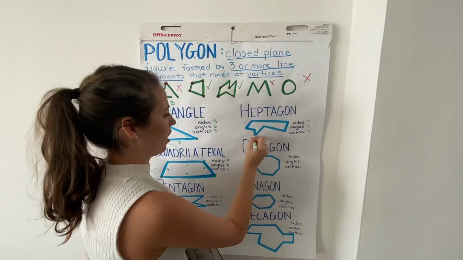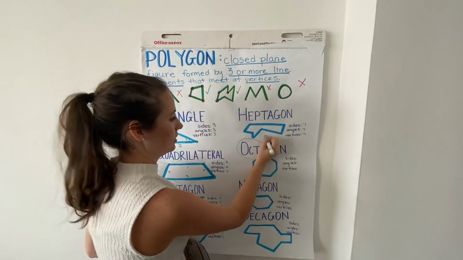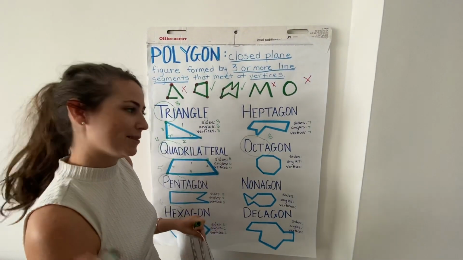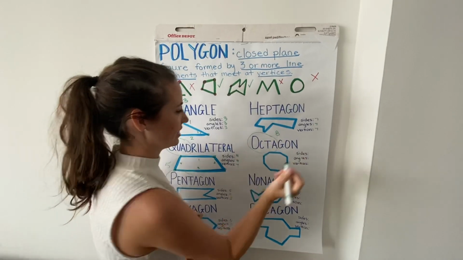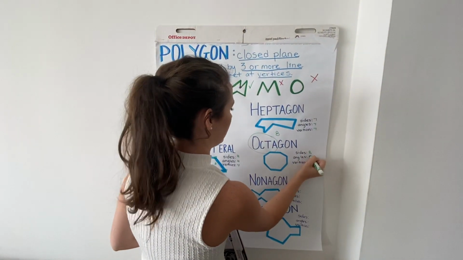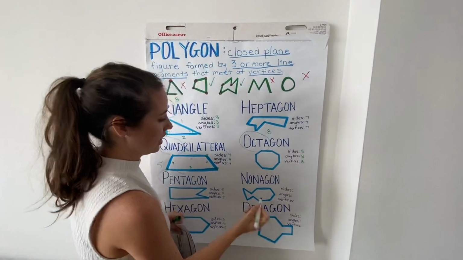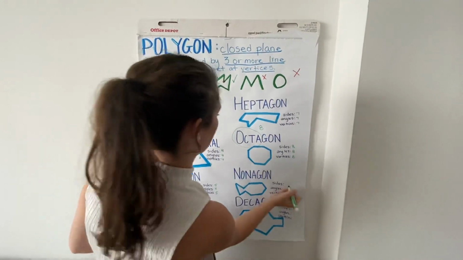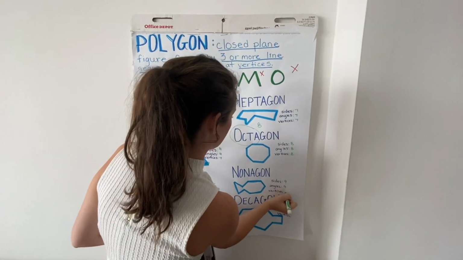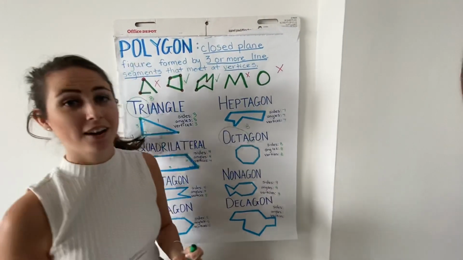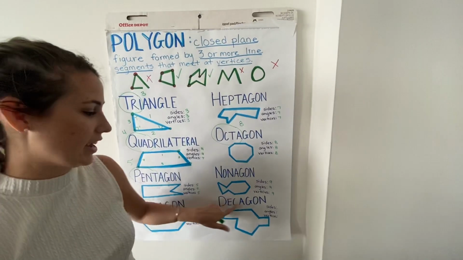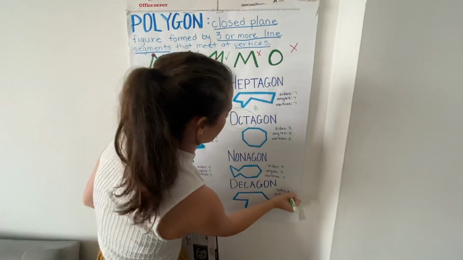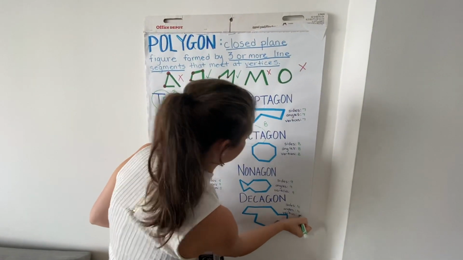Octagon. This one's easy. Octa means 8. Think of octopus. Octopus has 8 legs if you didn't know that, but I'm sure you do. Octagon, 8 of everything: 8 sides, 8 angles, 8 vertices. Nonagon. Non means 9. So 9 sides, 9 angles, 9 vertices. And the last one, decagon, you guessed it, 10 of everything. Deca means 10, so think of like a decade. 10 sides, 10 angles, 10 vertices.